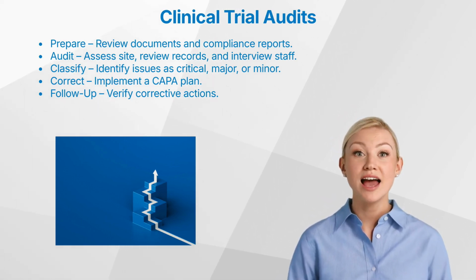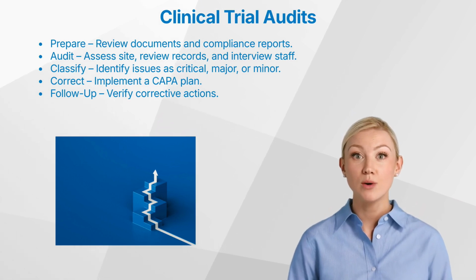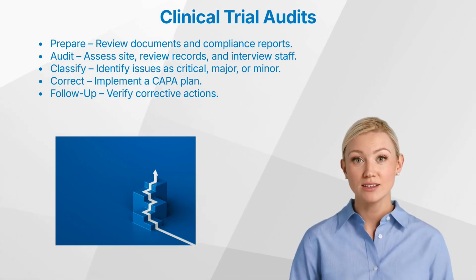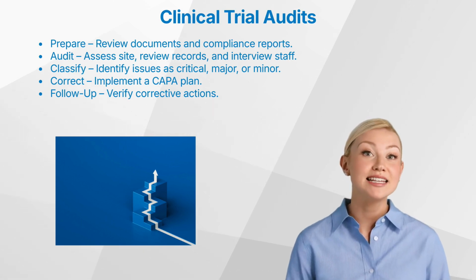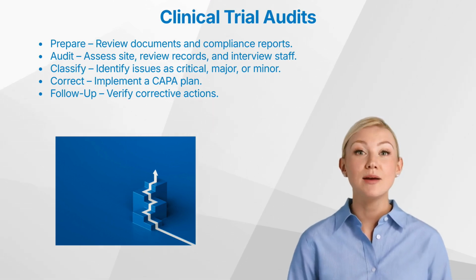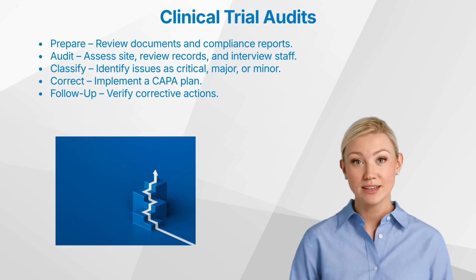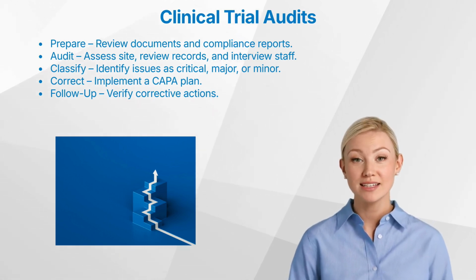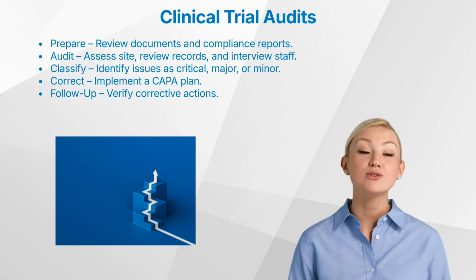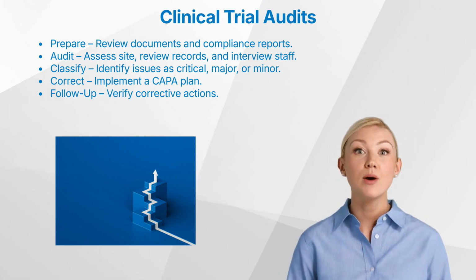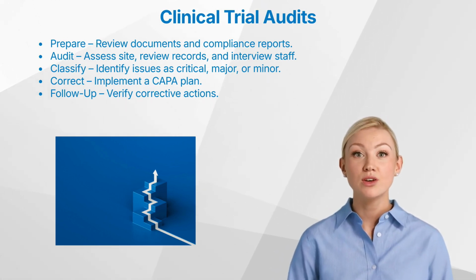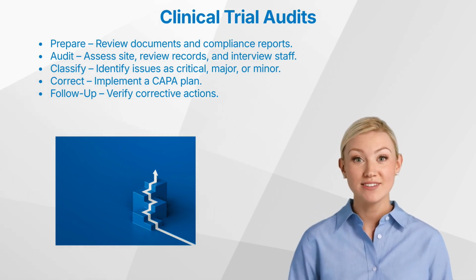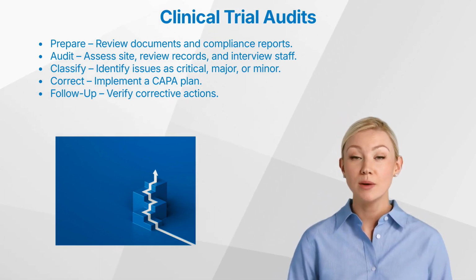Audit findings are categorized as critical, major, or minor, and a report is prepared outlining necessary corrective actions. Critical findings indicate significant non-compliance that could impact subject safety or data integrity. Major findings highlight important deviations that must be corrected, while minor findings involve small inconsistencies that do not pose immediate risks. Corrective and preventive actions are then implemented to address any identified issues, ensuring long-term compliance.